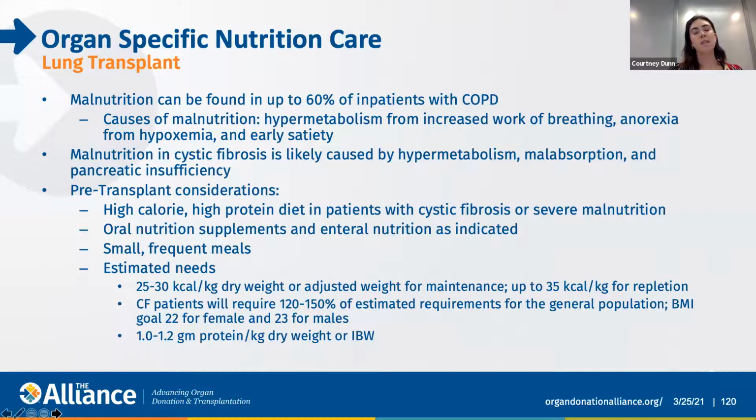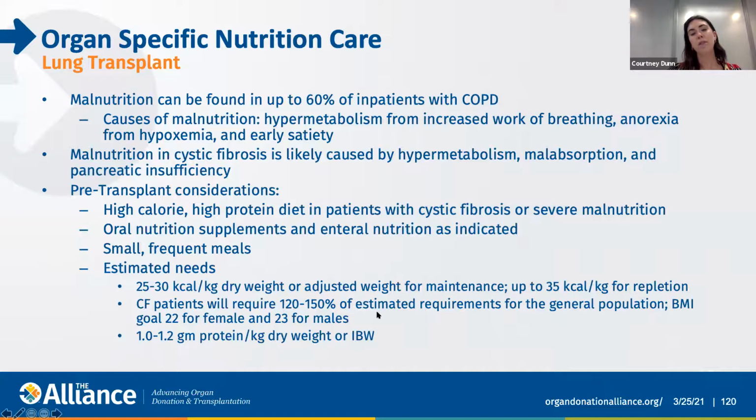So for patients with cystic fibrosis and even severe malnutrition prior to transplant, we want to make sure they're maintained on a high calorie, high protein diet. And for patients with CF, if they're unable to meet their needs with intakes alone and use of supplements, requiring a PEG placement prior to transplant to help make sure that they're able to reach their BMI goals prior to transplant. Also for patients, encouraging the small frequent meals and any estimated needs.